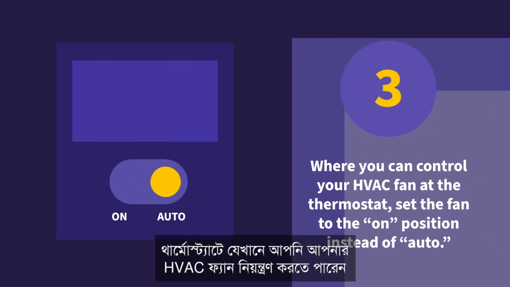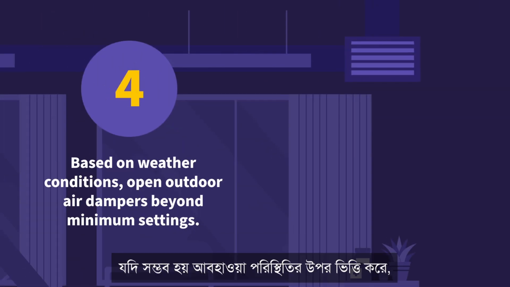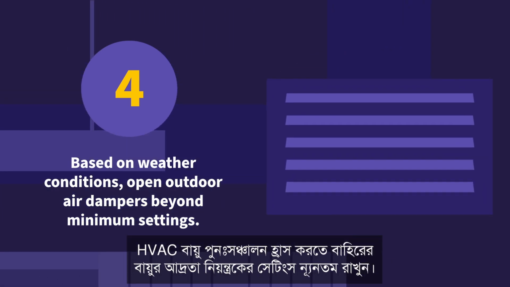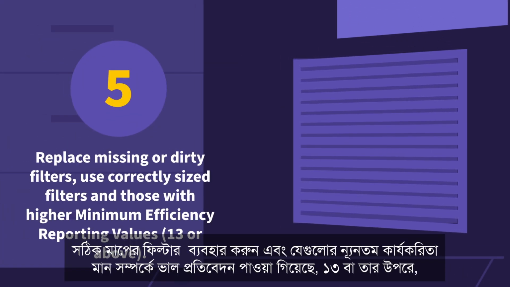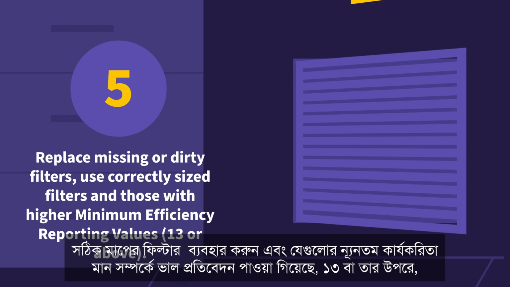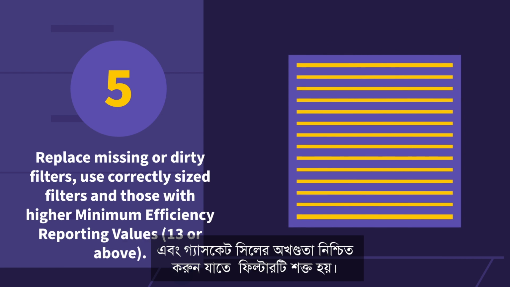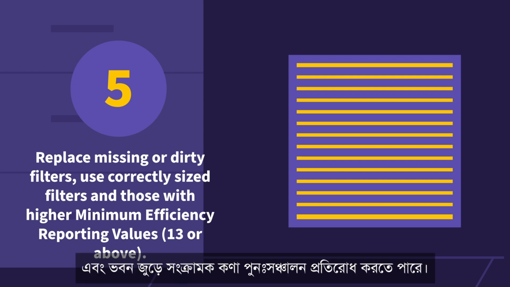Where you can control your HVAC fan at the thermostat, set the fan to the on position instead of auto. If possible, based on weather conditions, open outdoor air dampers beyond minimum settings to reduce HVAC air recirculation. Replace missing or dirty filters, use correctly sized filters and those with higher minimum efficiency reporting values, 13 or above, and confirm gasket seals integrity to ensure a tighter filter fit, efficient air cleaning, and to prevent recirculation of infectious particles throughout the building.